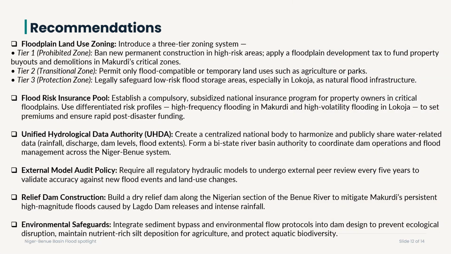I'll just go to the recommendation, which I did the same thing here. The first relates to the floodplain land zoning system. We're trying to recommend a floodplain land use system where we have 1 tier, 2 tier, and 3 tier, and the projection that we felt will help to mitigate this flood issue and the impact on our farmland, settlement and infrastructures.